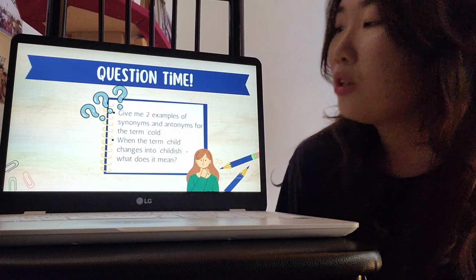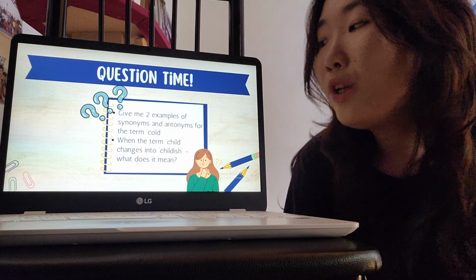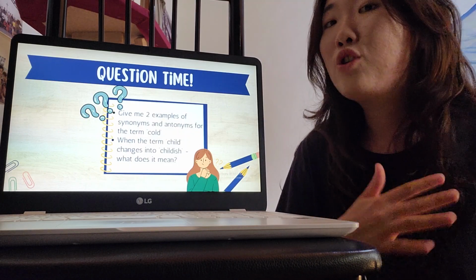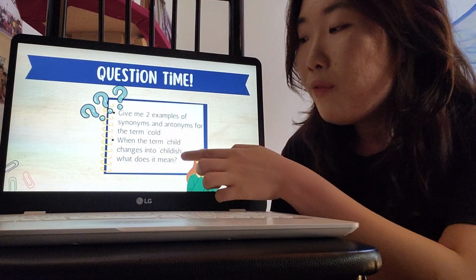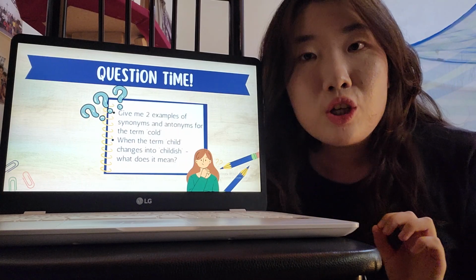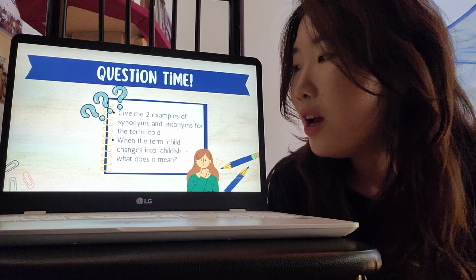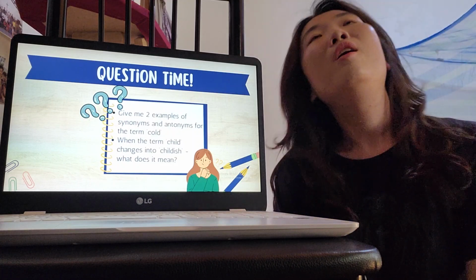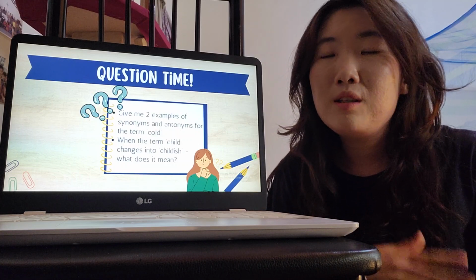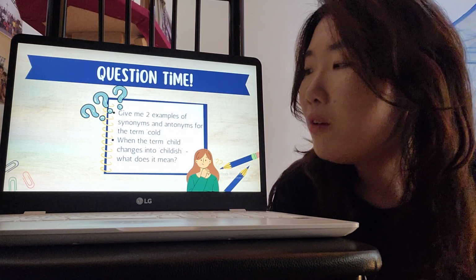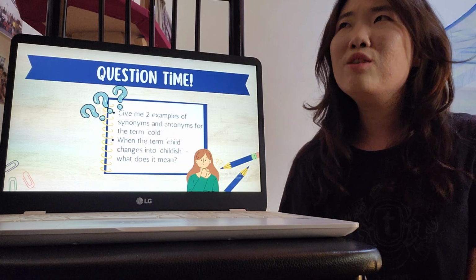Okay, let's move on. So this is the second question. What happens when the term child changes into childish? Oh, okay. So this is a challenging part here. We've added the word ish to the word child. So it changes into childish, right? What does it mean? We all know what child means, right? Like small children. We are called child, but for singular. But if it says childish, what does that mean? Who wants to give it a try? It's okay if you guys get it wrong.